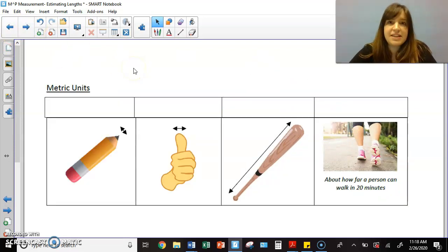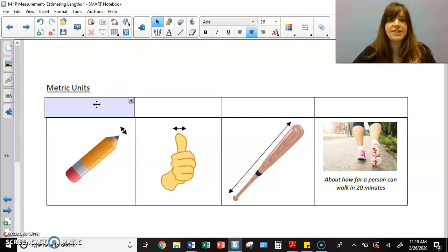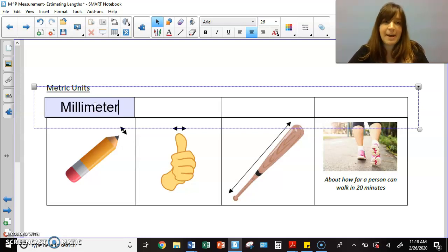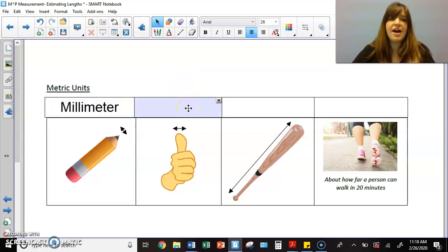The metric system is something that they use in the rest of the world, and scientists use the metric system so that their units match up with other scientists. They have a really, really small unit of measurement called a millimeter. That is about the tip of that pencil right there, or the width of your fingernail. It's a really tiny amount. After the millimeter, you have a centimeter. There are 10 millimeters in a centimeter, and a centimeter is about the width of your thumb from one end to the other.